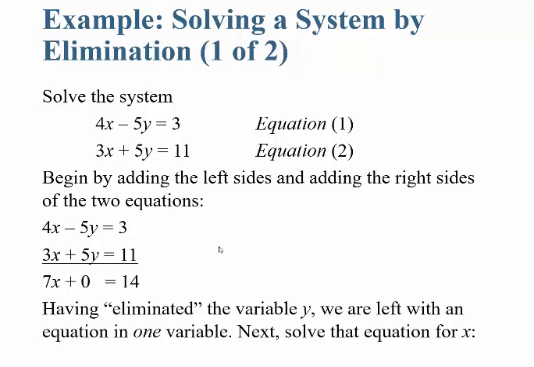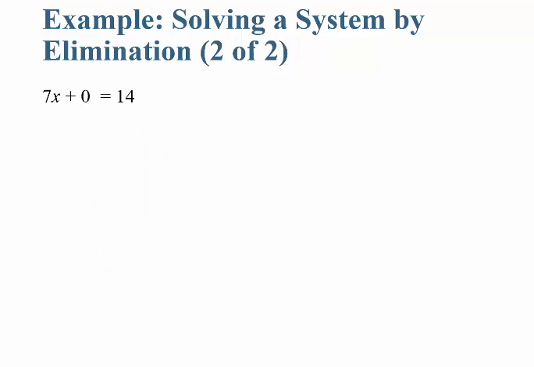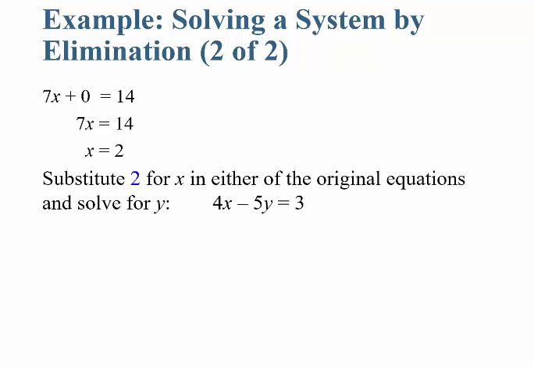So having eliminated the y variable by adding down, we are left with an equation in just one simple variable. So next, solve the equation for x. My resulting equation is that 7x plus 0 is equal to 14, or really just 7x is equal to 14. So divide both sides by 7, you get x is equal to 2. And so now you're going to just substitute 2 in for x in either of the original equations and solve for y. Again, it doesn't matter which one you do.